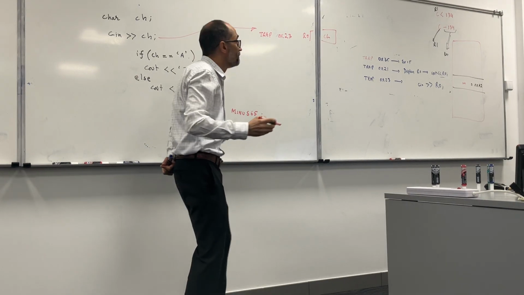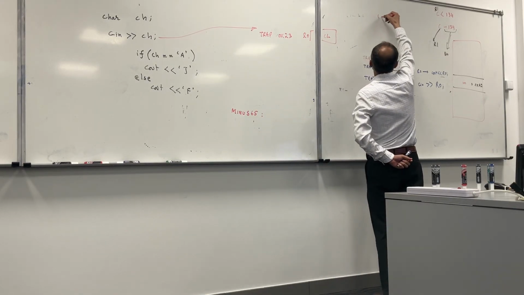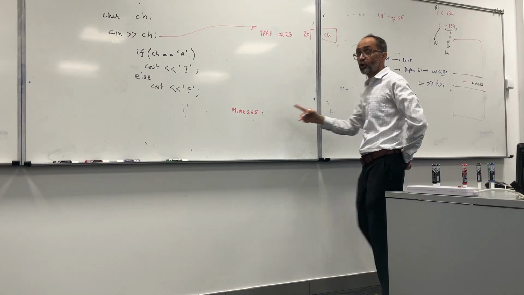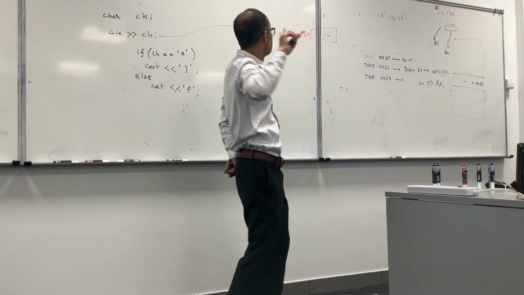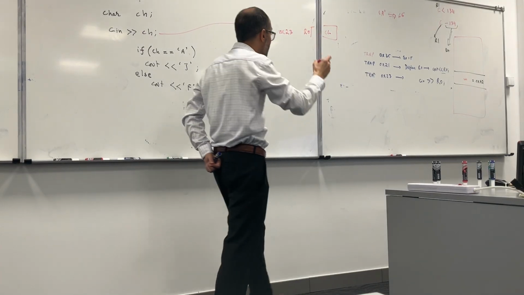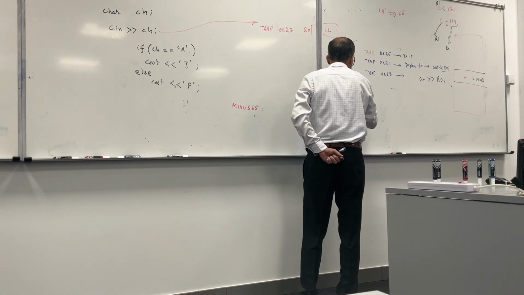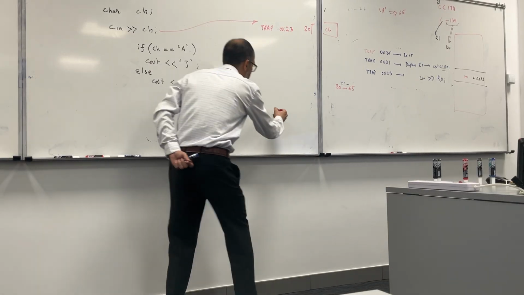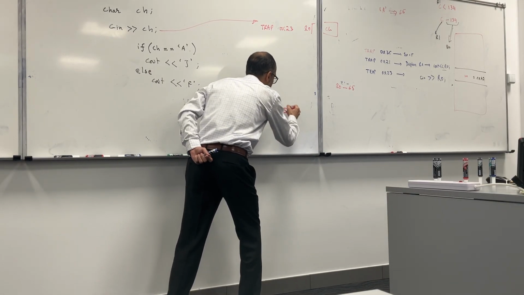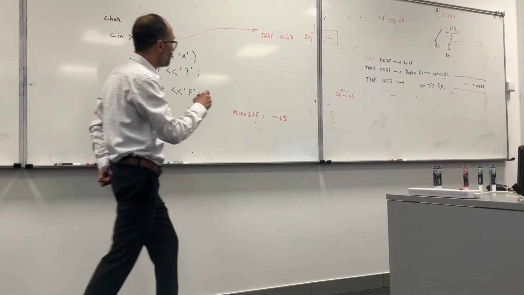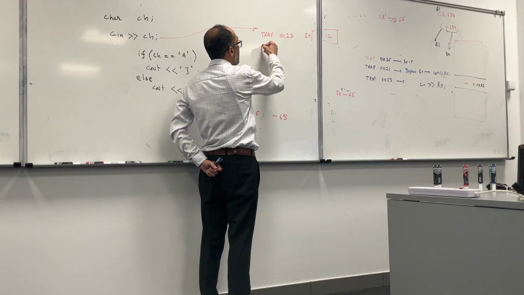65. Why? Because the ASCII value of A is 65. What do we need to store? Minus, because we need to compute R0 minus 65. So then we need minus 65. So then what do we need to do? Add.